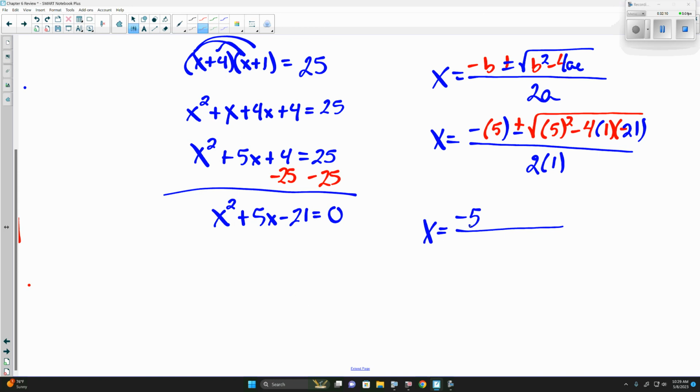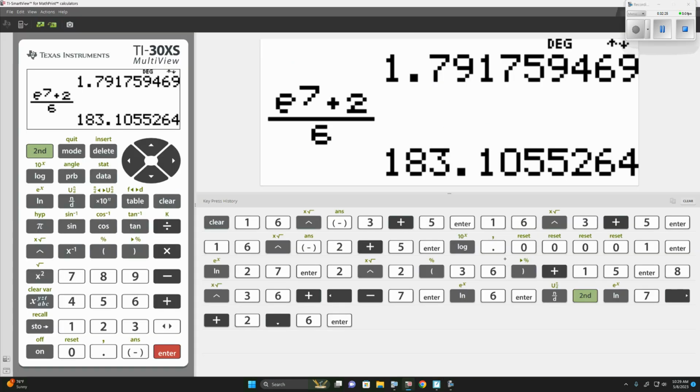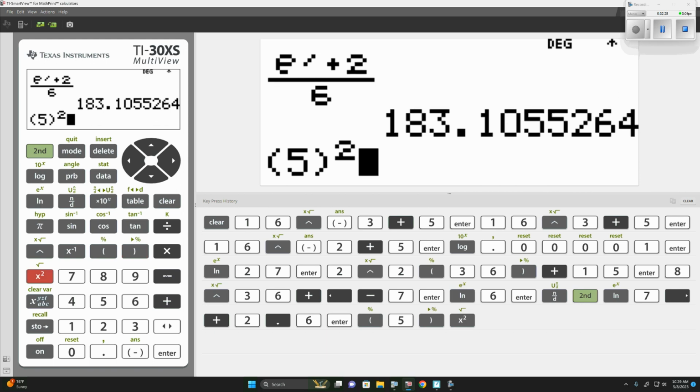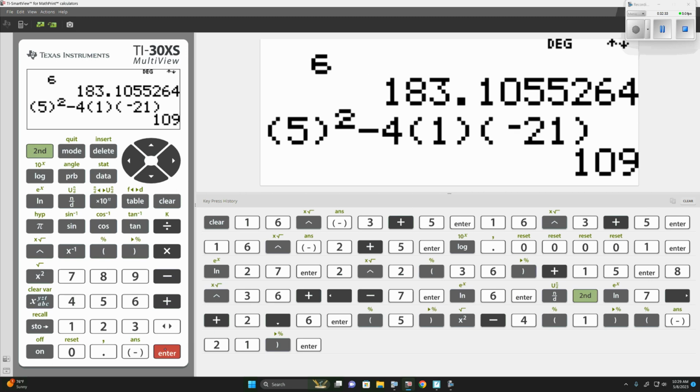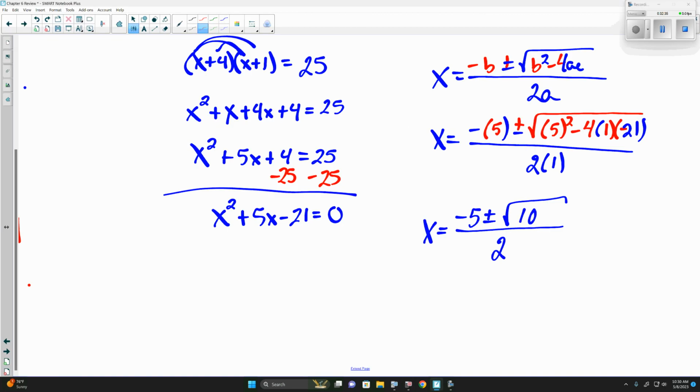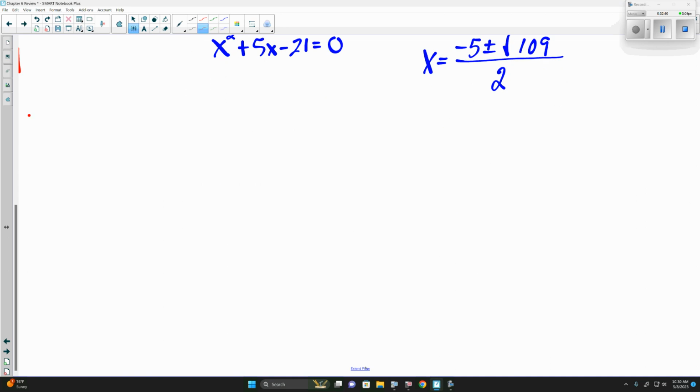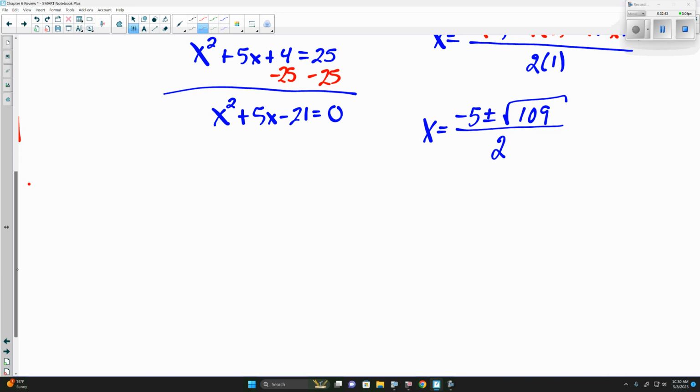Now the first thing that we can simplify is the negative 5 is just negative 5, plus or minus the square root over 2. So we can type all that into the calculator and see what we get. So we can say 5 squared minus 4 times 1 times negative 21, and we get 109. So from the quadratic formula, we get x is equal to negative 5 plus or minus the square root of 109 over 2.